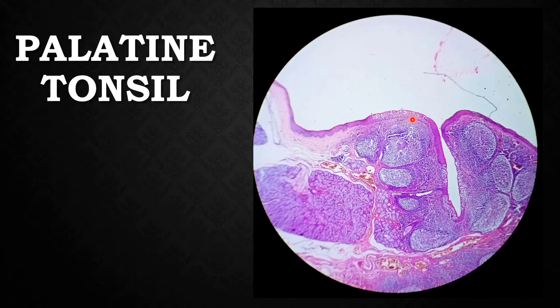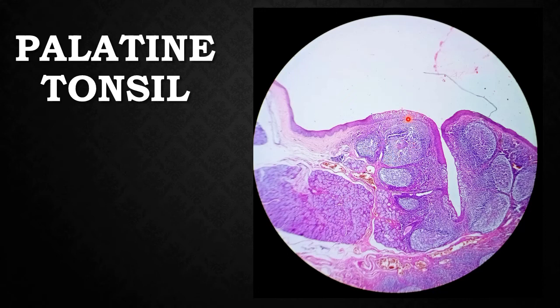Palatine tonsil identification is very easy. Try to identify the epithelium, stratified squamous non-keratinized epithelium, and we can identify lymphatic nodules in the submucosa and the mucous acini. So these three things you remember: stratified squamous non-keratinized epithelium, lymphatic aggregation, and mucous acini. If this lymphatic aggregation is absent, definitely it is esophagus.